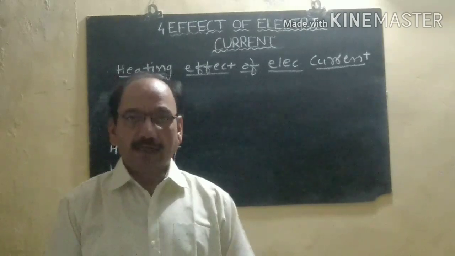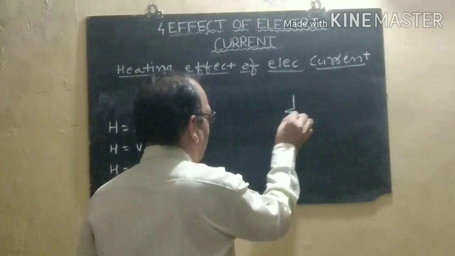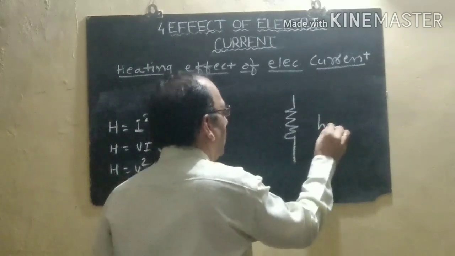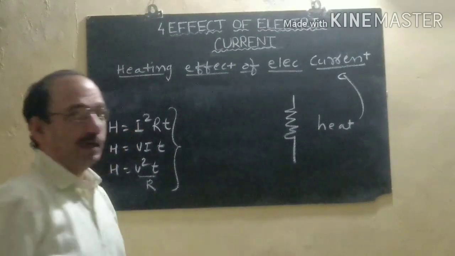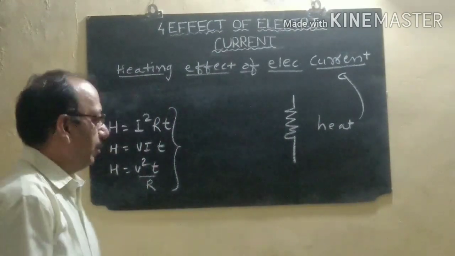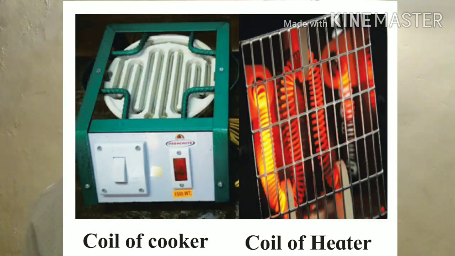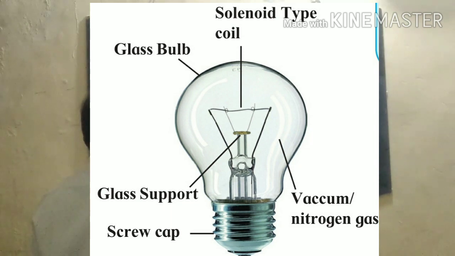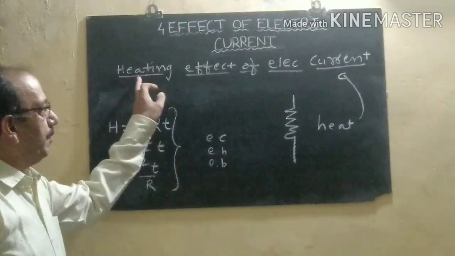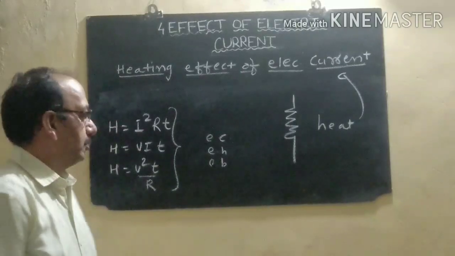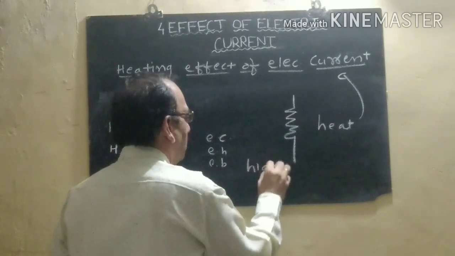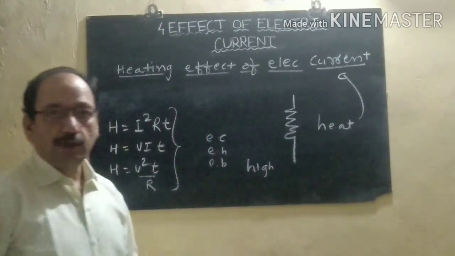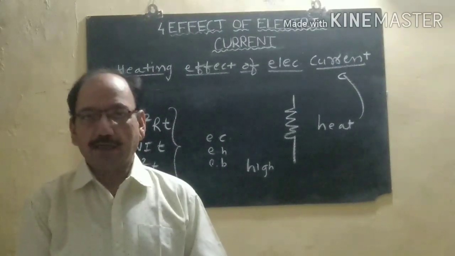When electrical current passes through a resistor, it causes heat production, and this is known as the heating effect of electrical current. Equipment such as electrical cooker, electrical heater, and electrical bulb all make use of the heating effect of electrical current. So nichrome wire, a high resistance electrical conductor, is used here as the conductor.